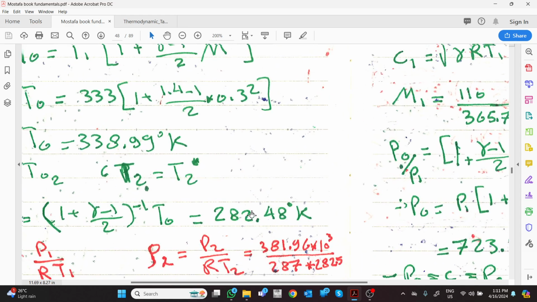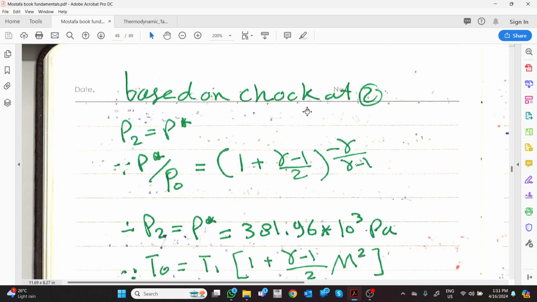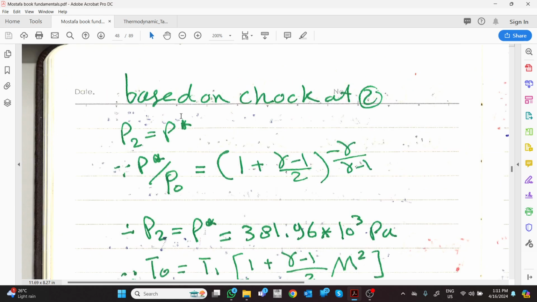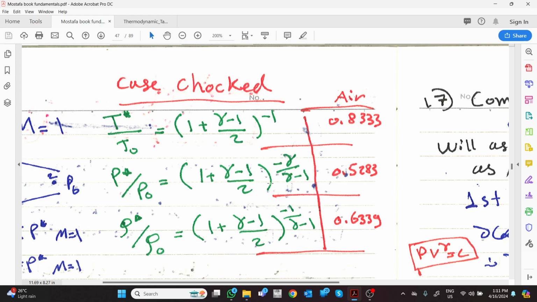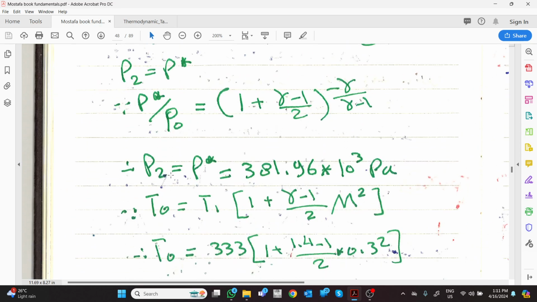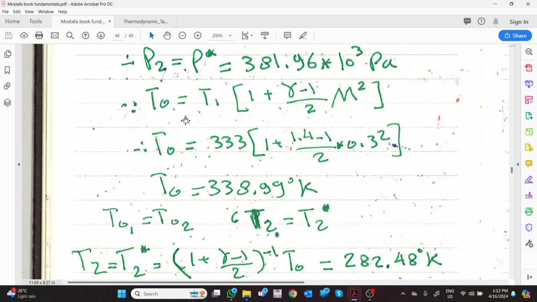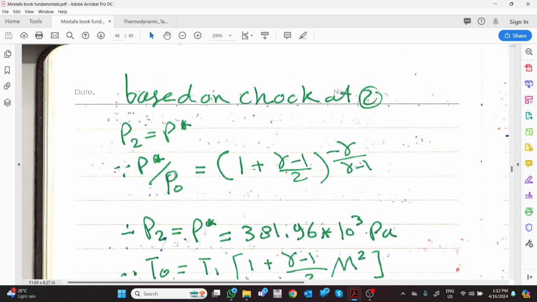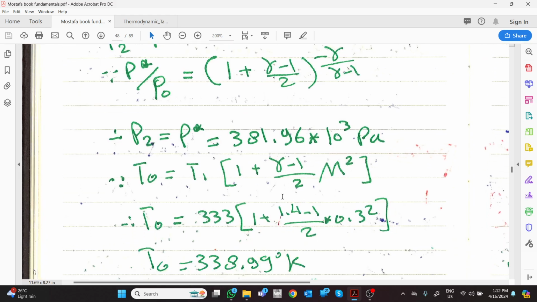Okay. Now, he told us there is a shock here, which means P equals P star, and we know that P star over P naught is equal to this number for air. So we can calculate P2, which equals P star. So P2 equals P star, which is equal to the stagnation pressure we just calculated multiplied by gamma and so on. So P2 equals this number.